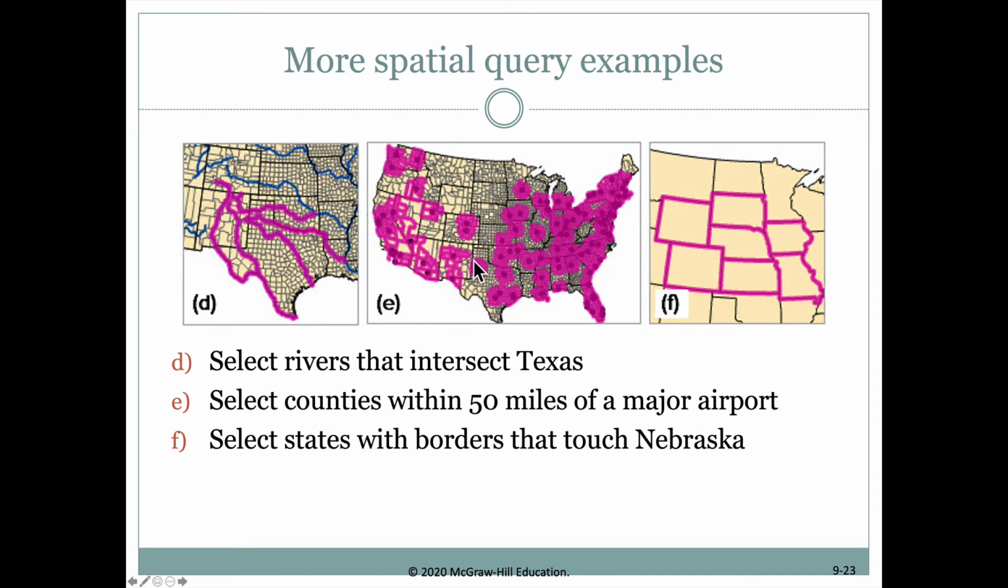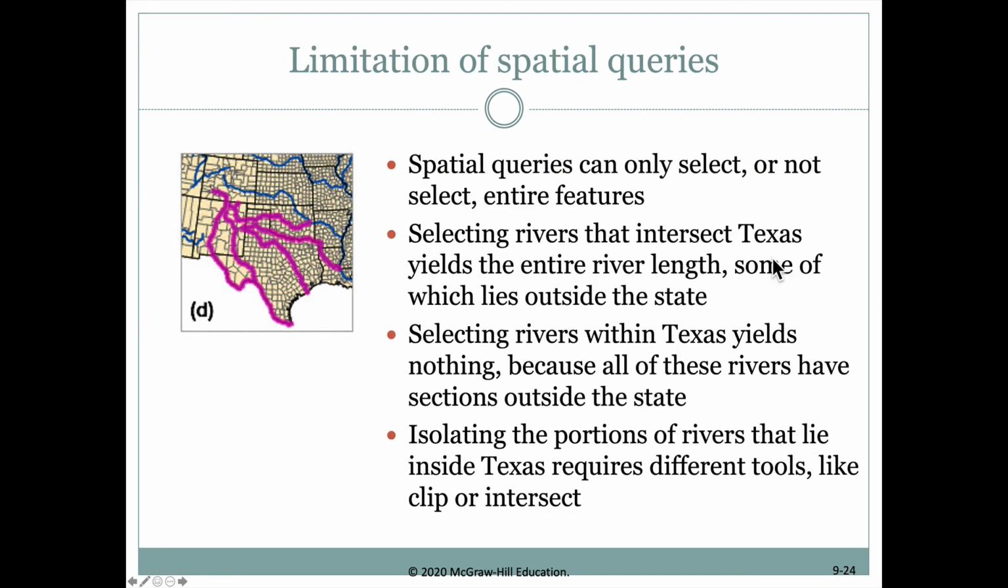Here are some more examples of spatial queries. We can select rivers that intersect Texas. One thing to notice about this is some of those rivers don't begin in Texas, they begin in other places or end in other places, but they all pass through Texas. So those would be rivers that intersect Texas. We could select counties that are within 50 miles of a major airport, selecting all these counties in pink here. Or we could select states with borders that touch Nebraska. So here's Nebraska in the middle here, and here's all of the states that touch Nebraska, sometimes along very long borders, other times along just very small portions of their border.